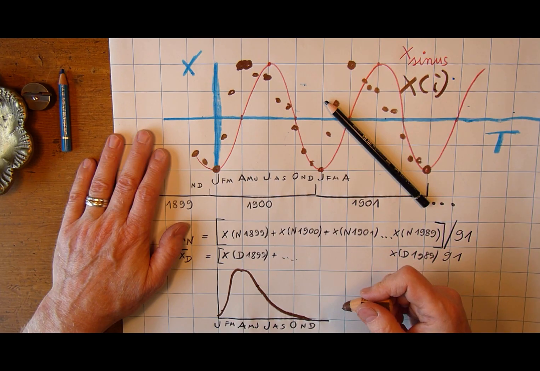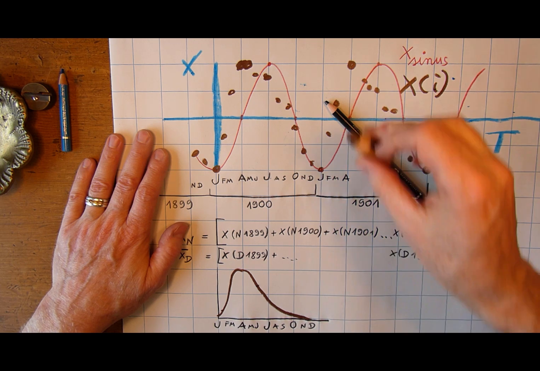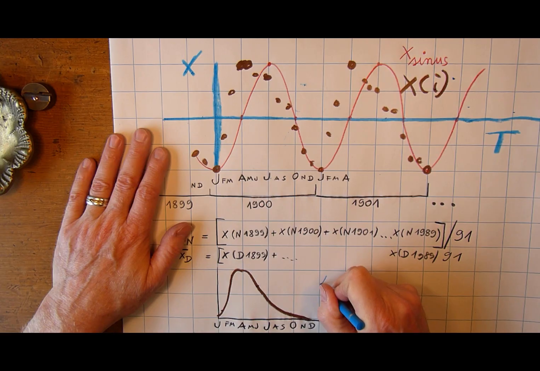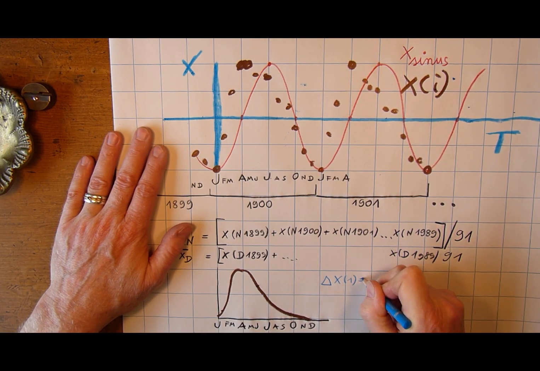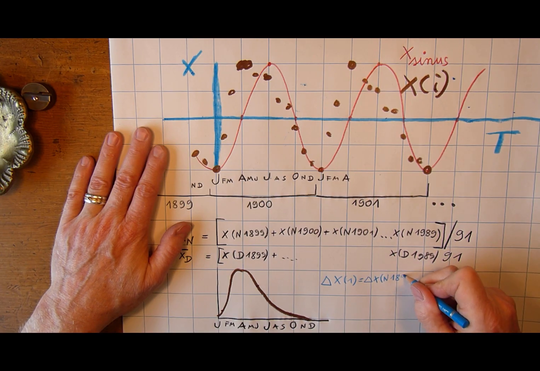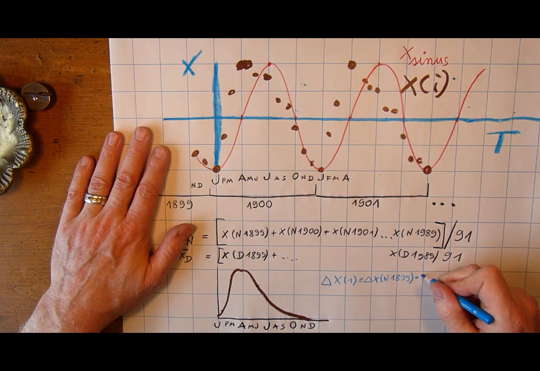And it is this non-parametrically determined curve we do now overtake to remove the annual cycle from the x of i values in order to determine the anomalies, delta x of i. That means from each November value x, we subtract the November average x bar n. And from each December value, we subtract the December average, x bar d.